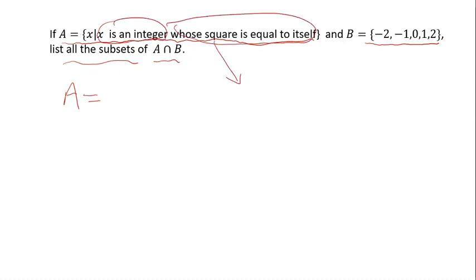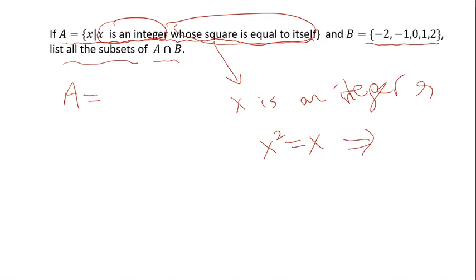It means x is an integer, and x squared is equal to itself. So in this case, when you solve this one, it's obvious that x can be 0 and 1, and it's an integer. So 0 and 1 is okay. So A is {0, 1}.